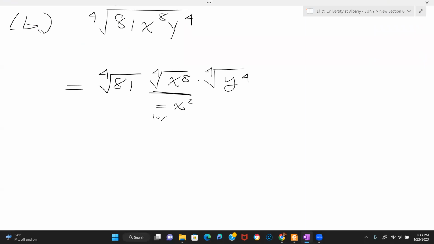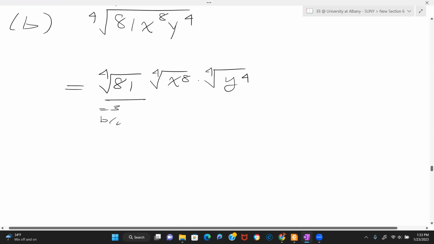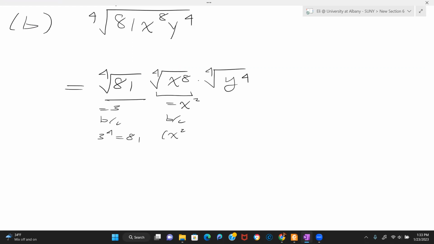Let me actually just write all of those down. So this right here is equal to 3, because 3 to the fourth equals 81. This right here is equal to x squared, because x squared to the fourth is equal to x to the eighth. And this right here is simply equal to y, because when you raise y to the fourth, you get y to the fourth.